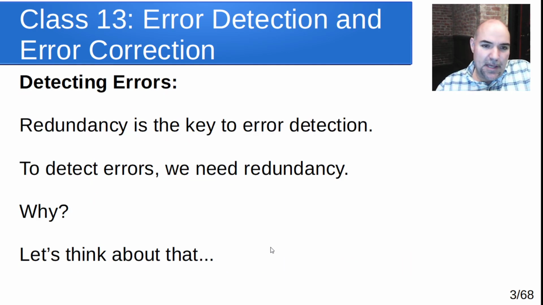Well, the key to that, the key to detecting errors and the key to correcting errors is redundancy. And so to detect errors, we need redundancy. And so the question is why? Let's think about that for a second. Why would we need redundancy? Redundancy is essentially repeating something. And the reason we need redundancy is if we're going to compare the message with something to know if the message is correct or not, we need to have something to compare it to, which means we have to have a repetition of the message or some form of the message that's summarized so that we know that what we're receiving is what it's supposed to be.